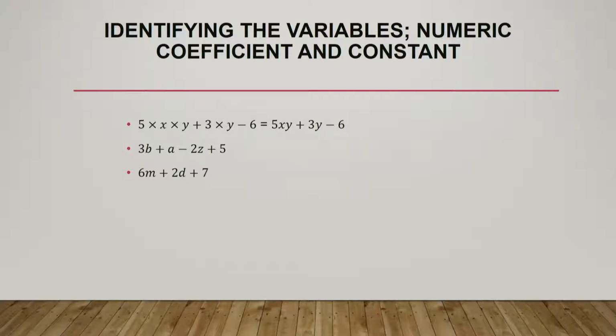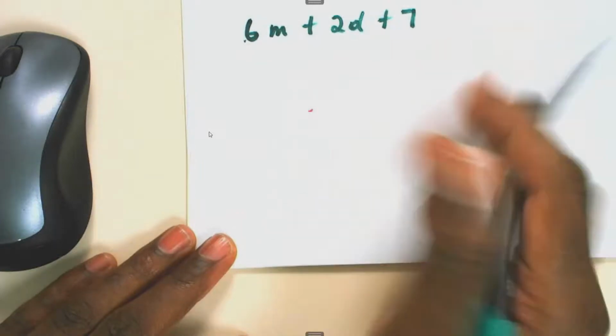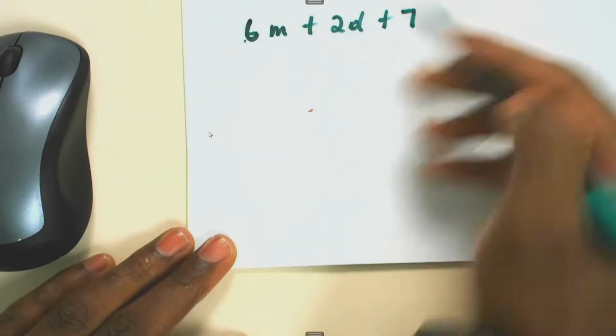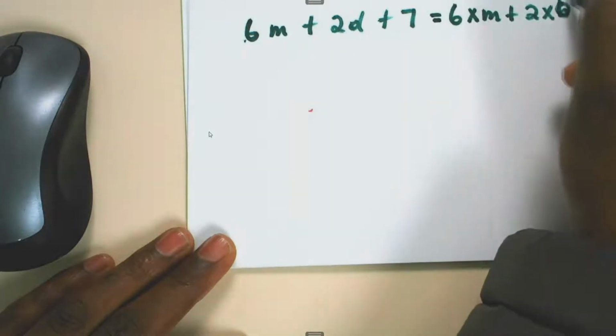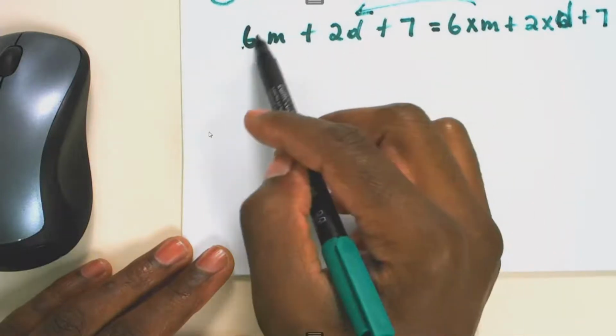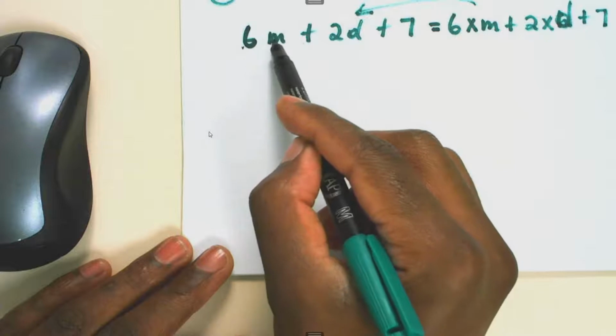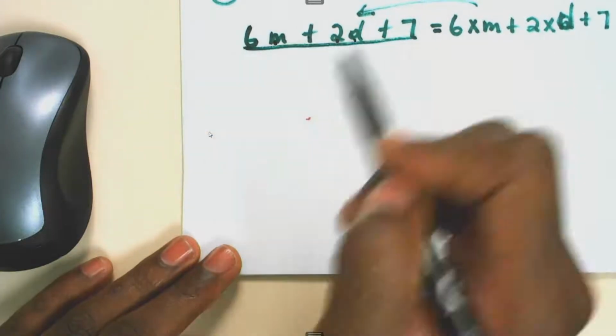All right. Now, let us check the last bullet. Here we are given 6m plus 2d plus 7. Remember, this is the same as 6 multiplied by m plus 2 multiplied by d plus 7. So in short, this is how it's written in mathematics. We just write it as 6m plus 2d plus 7. Don't forget that the sign between 6 and m is a multiplication sign, and the sign between 2 and d is a multiplication sign.